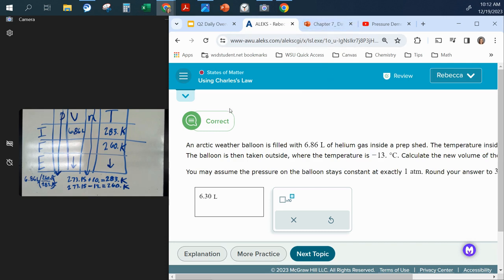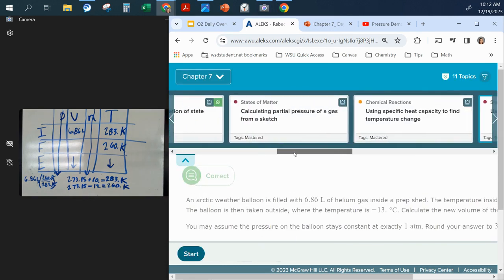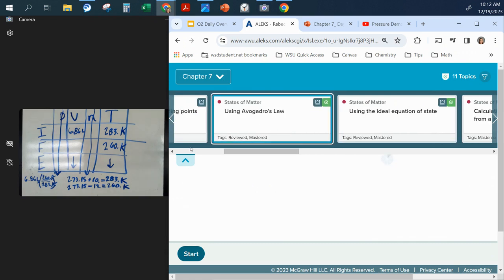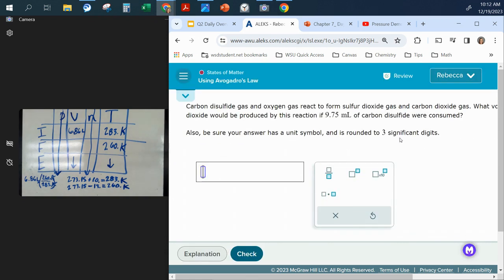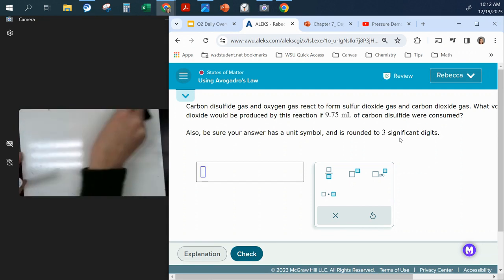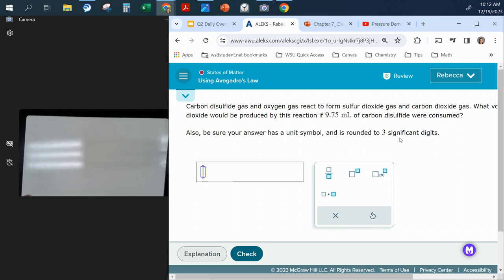The next one I wanted to do is using Avogadro's law. This one's a little different. This one, we're not going to use the table. This one's just using the chemical equation that we get, and we have to balance it.